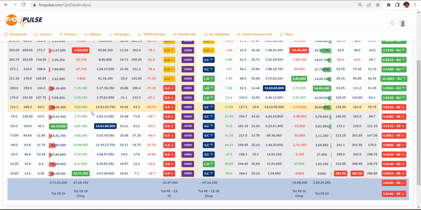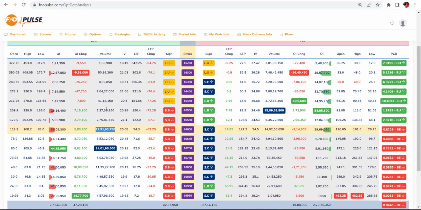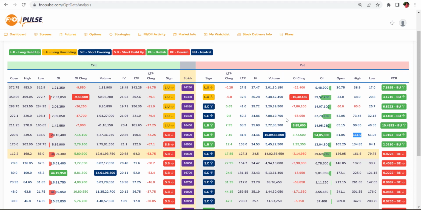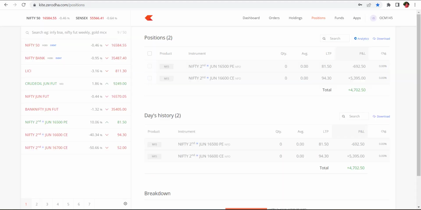In the morning we have to check the call option on the left side. I took the call option 16,600. In the morning, more volume change was happening and the long build-up also happened here. So I chose this. In the afternoon it went to the bearish side. If we had taken 16,500, the last traded price was 81 rupees and the day's high was 111 rupees. If we took the put options in the afternoon, we would be in good profit. So overall I made a 4,700 profit for intraday.